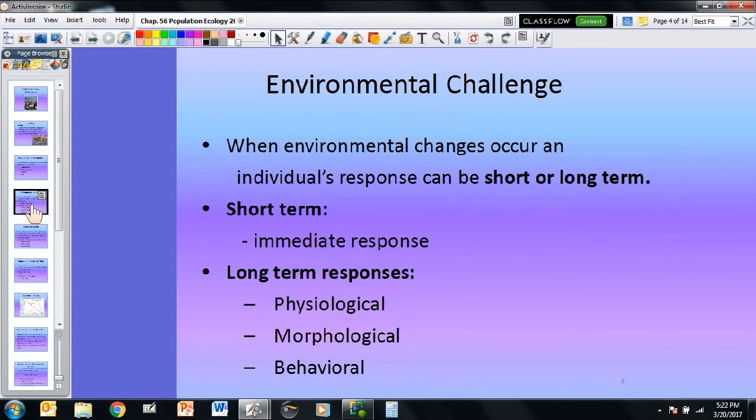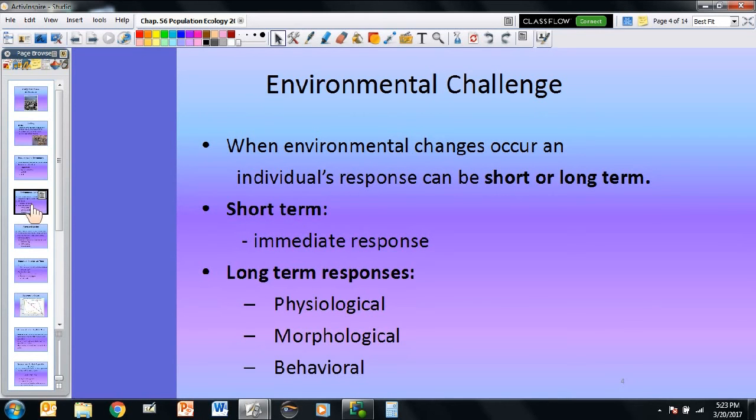The environment changes all the time, from morning to evening, from summer to winter, and the animals that live there have to be able to change as well. Those changes can be short-term or long-term. Short-term is an immediate response. It's something that makes the animal change for that moment. So for example, when you get hot, you sweat. When your dog gets hot, he pants. That's an immediate response to help the body cool down.